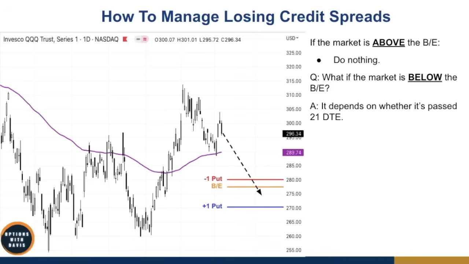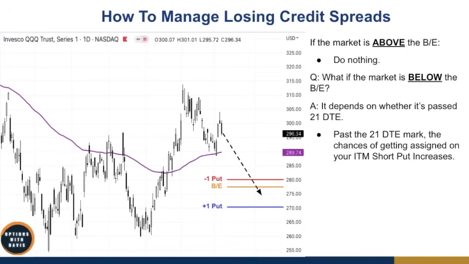So there are two reasons why we want to use 21 days to expiration as sort of like a marker, right, to decide whether we're going to do anything or not. And the first reason is that when you pass the 21 days to expiration mark, the chances of getting assigned on your in the money short put increases, right?